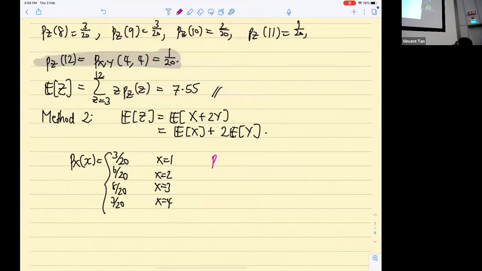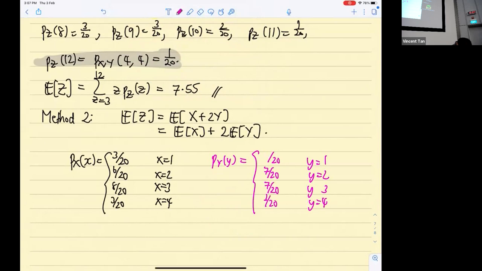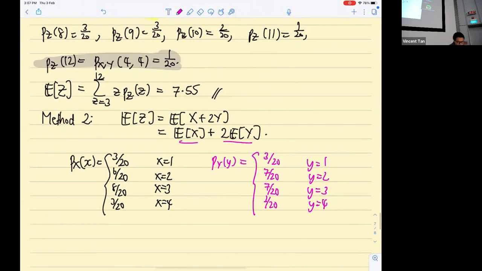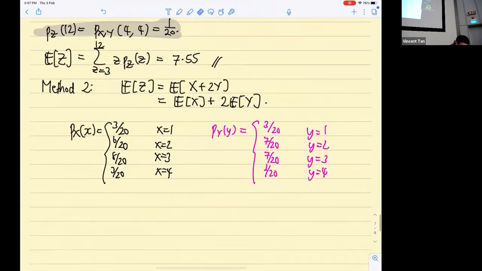Okay, and we have P of Y. Again, Y can take on four values. Y equals 1, 2, 3, and 4. This is 3 out of 20, 7 out of 20, 7 out of 20, and 3 out of 20. Okay. So the first thing to notice here is that we have to get our hands on the expectation values of X and Y, and then just plug them into this formula. Now, the expectation value of X requires a little bit of effort. But can you see directly, without doing any work, what is the expectation value of Y here?